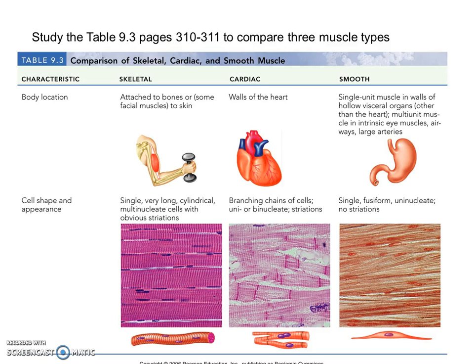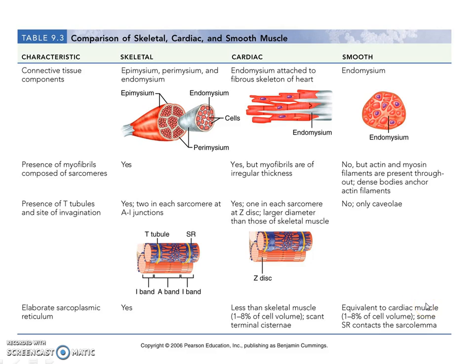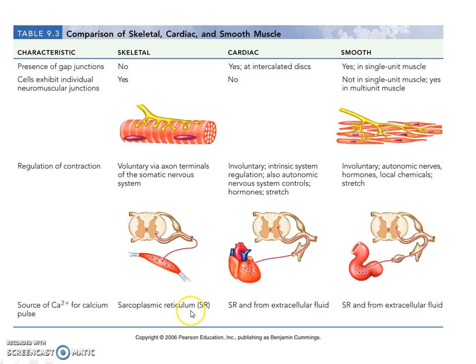In your book, and I know you have an e-book, the old book, it was page 310 to 311, there is a table 9.3 that compares the three kinds of muscles, skeletal, cardiac, and smooth, and it shows you where it's located in the body, the basic shape of the cell, the connective tissues that support each kind, the presence of myofibrils, the presence or absence of T-tubules, the sarcoplasmic reticulum, whether it has gap junctions or not, whether it exhibits a neuromuscular junction or has some other type of junction between the nerve and the muscle, and the regulation of the contraction and the source of calcium.